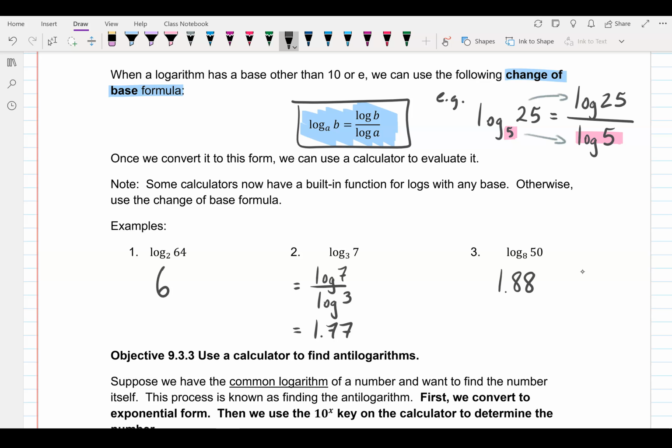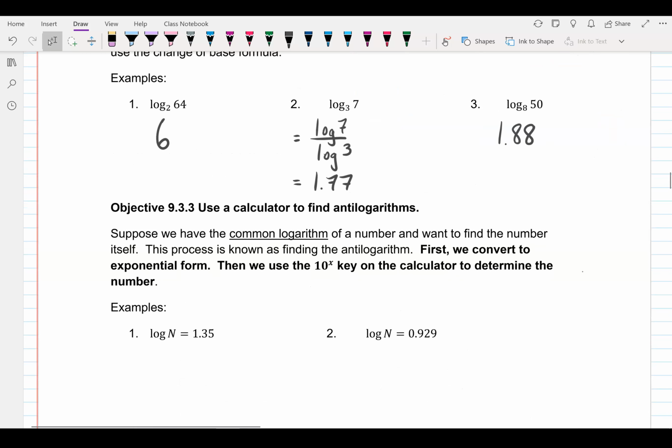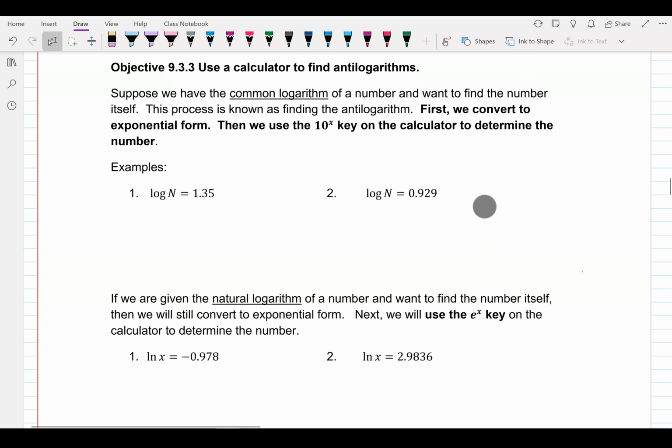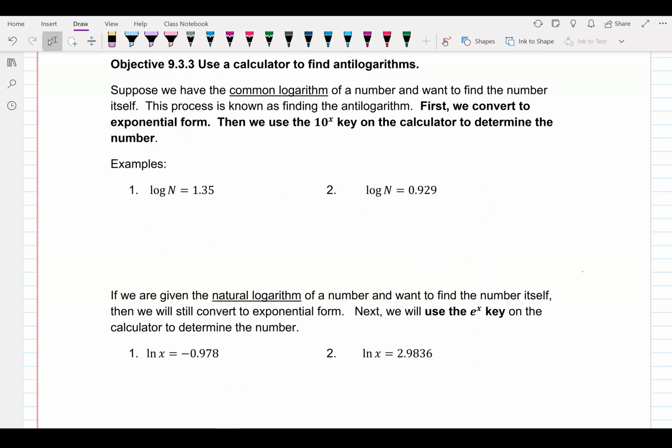The next topic is no more difficult. So objective 9.33, use a calculator to find anti-logarithms. It says, suppose we have the common logarithm of a number. Common logarithm, do you remember what that means? It means log base 10. And we want to find the number itself. This process is known as finding the anti-logarithm, or anti-log. First, we convert to exponential form, then use the 10 to the power of x key on the calculator to determine the number.